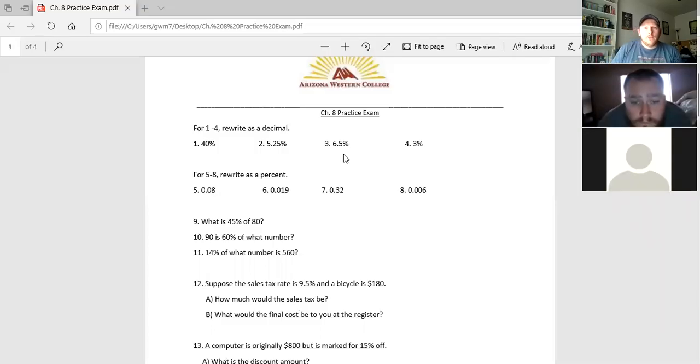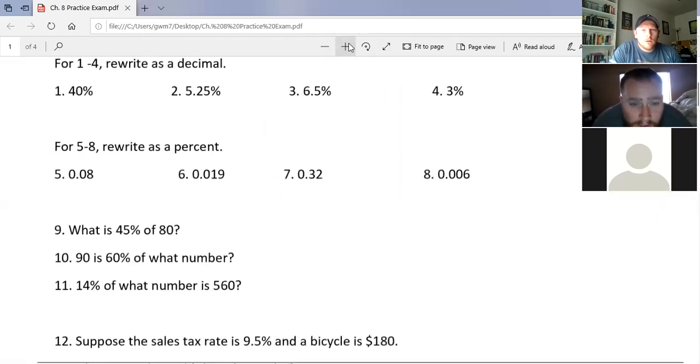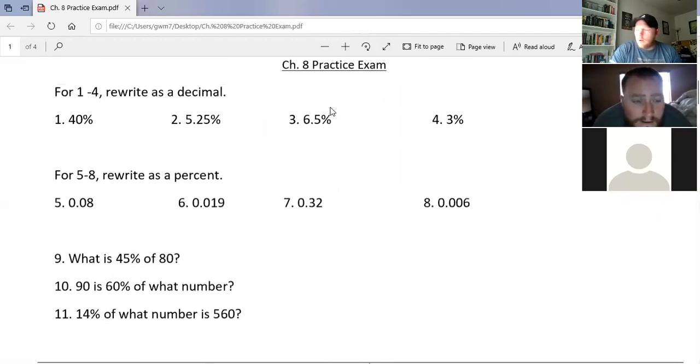Okay, so until someone else arrives and has any questions, I'm going to go over the practice exam. Let's see if I'm able to zoom in. Maybe I can make it larger. There we go. Okay, so I'm just going to go through this.